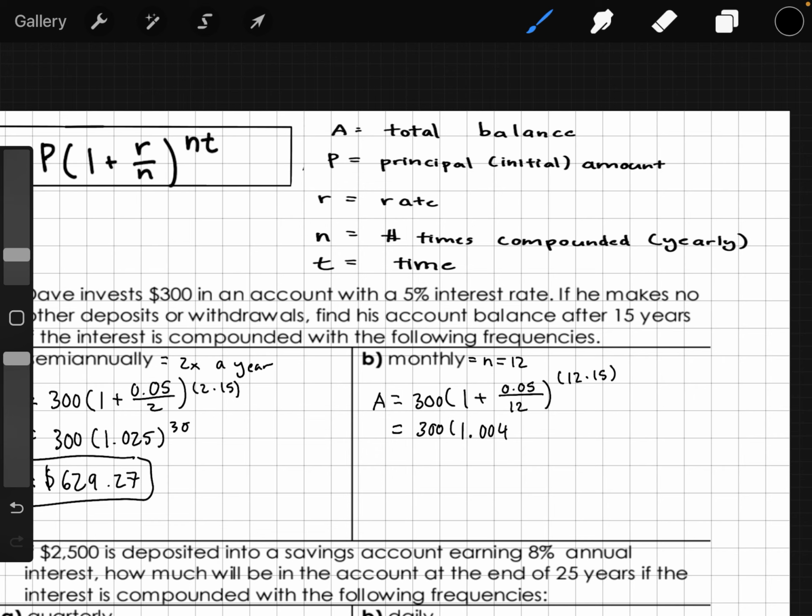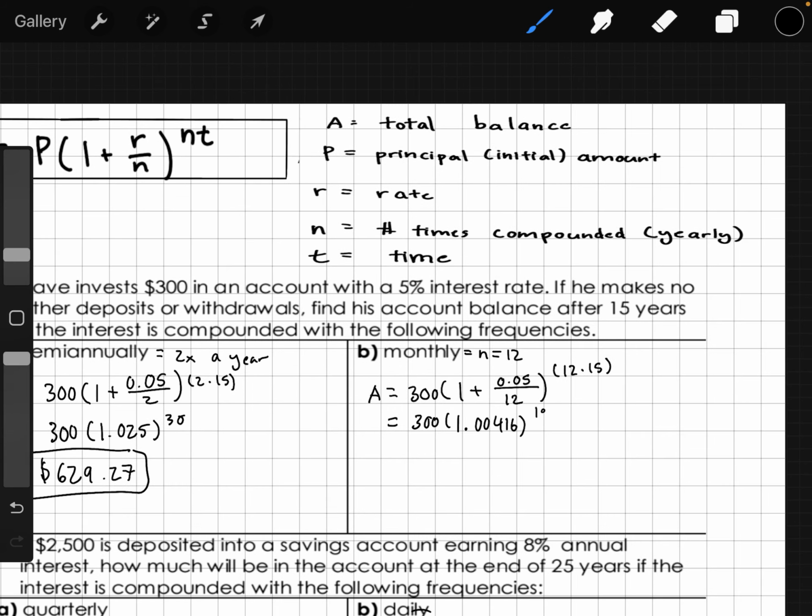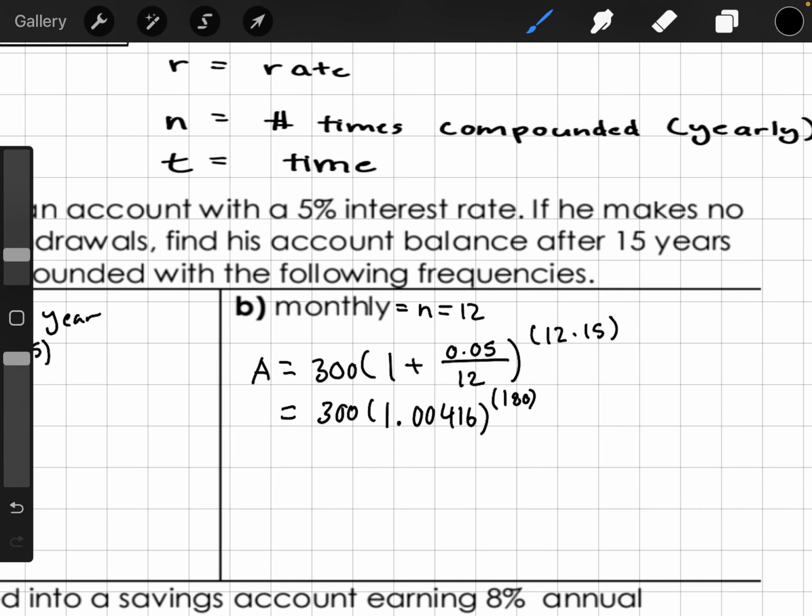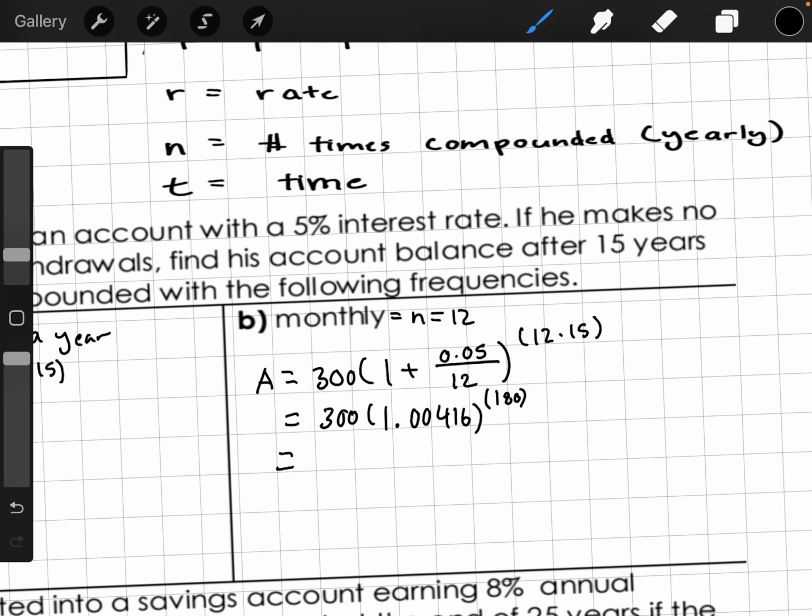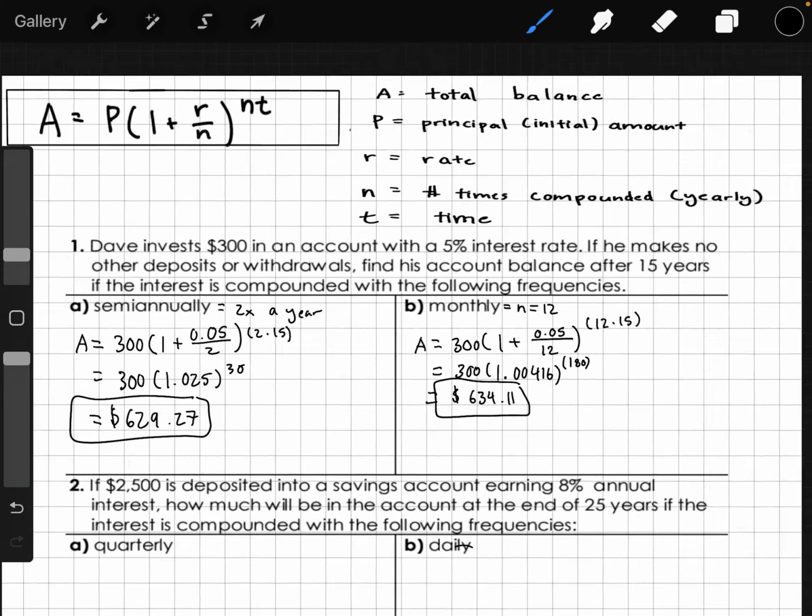So that's 300 times 1.00416 to the power of 180. And that equals $634.11.